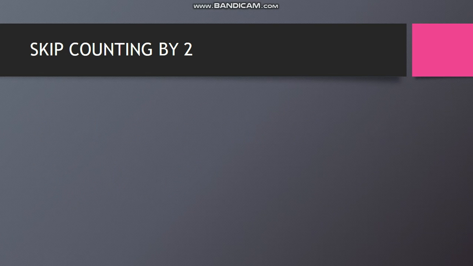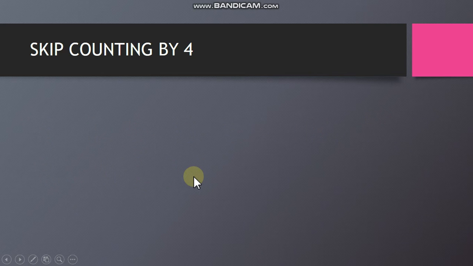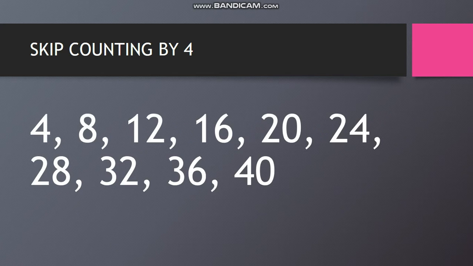Okay, so I will give you time to write it down again without copy. Okay, just do it. You can do it. Okay, that's correct. 2, 4, 6, 8, 10, 12, 14, 16, 18, 20. Okay, next, let us remember the skip counting by 4. 4, 8, 12, 16, 20, 24, 28, 32, 36, 40.